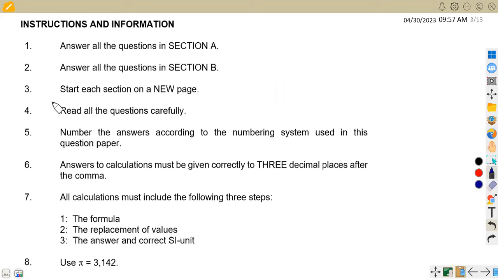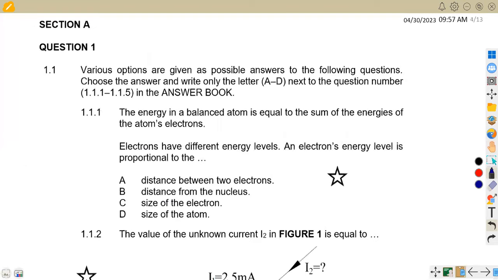So we've got our instructions, which is very important for you to read and understand, especially that answers are to be given to 3 decimal places, and that all calculations must include the following 3 steps: the formula that you're going to use, the replacement of values, and the answer in the correct SI unit. Use pi as 3.14, although you can use the one on your calculator, but use 3.14 if possible.